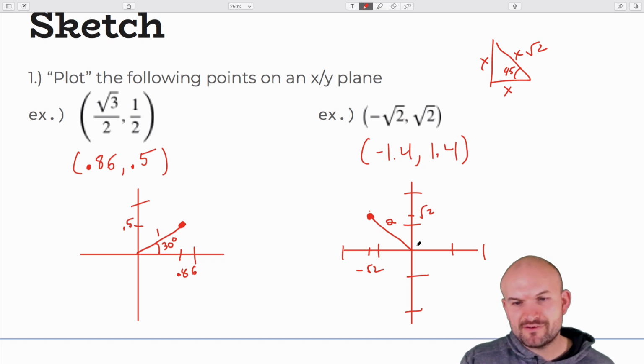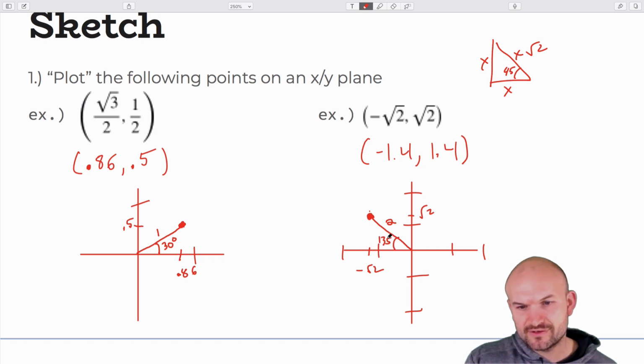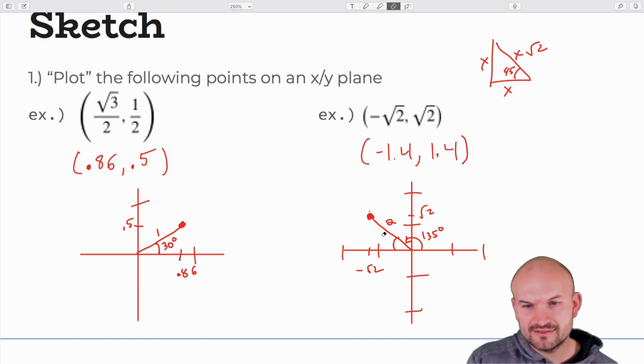And even though the angle inside the triangle is 45 degrees, we could say this angle would be 135 degrees, right? Because from there to there is 135 degrees, but inside of there would just be 45 degrees.